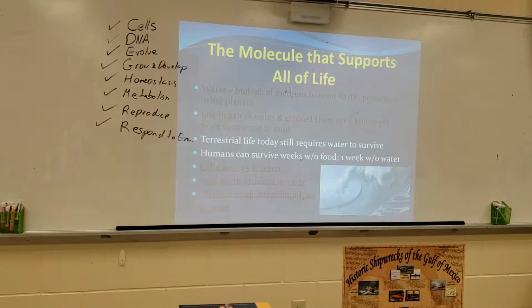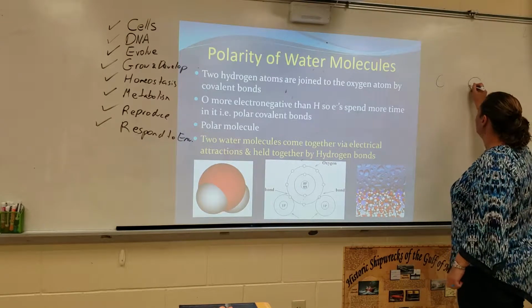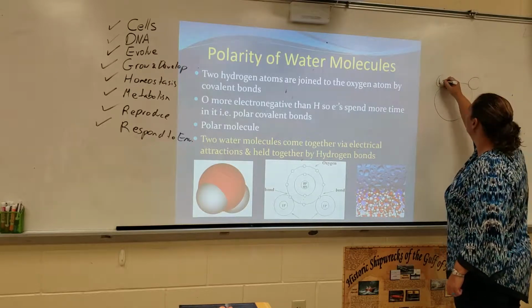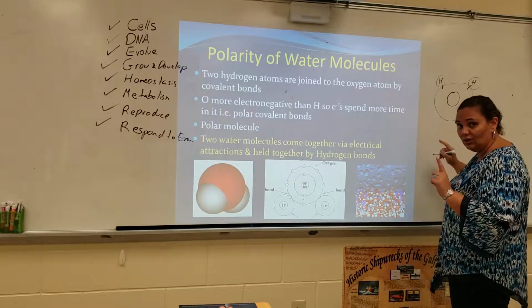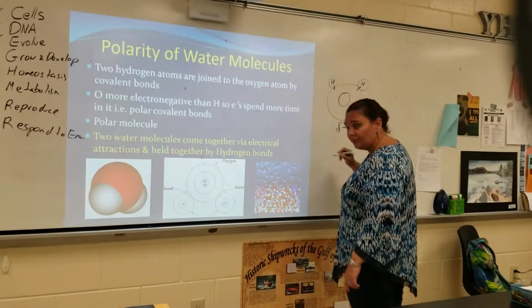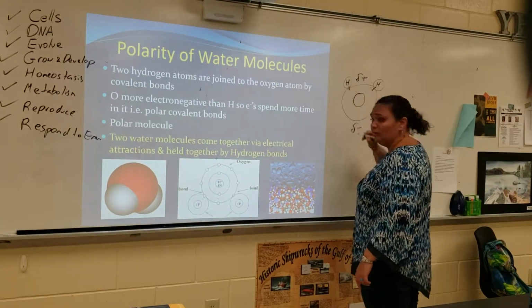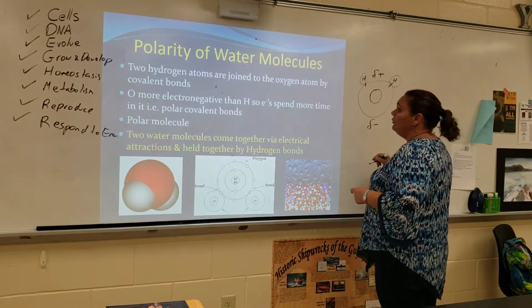So terrestrial life today still requires water to survive. Humans can survive weeks without food, but without water, 1 week, like I said, 3 to 7 days, depending on who you talk to. 2 hydrogen atoms are joined to the oxygen by covalent bonds. That's our Mickey Mouse face again. The ears are hydrogen. The face is oxygen. So covalent bonds are right here because we're sharing the electrons unevenly. So we have slightly negative down here. We have slightly positive up here. So that creates a polar covalent bond molecule.